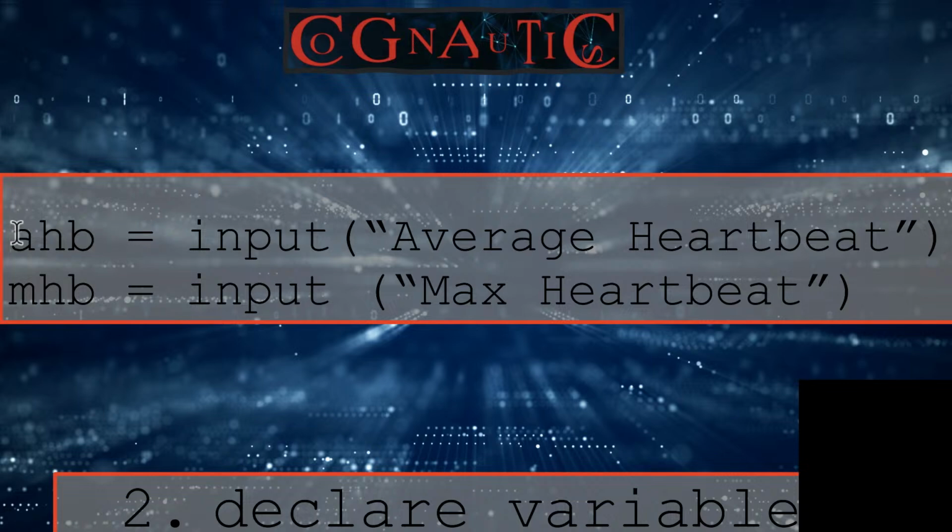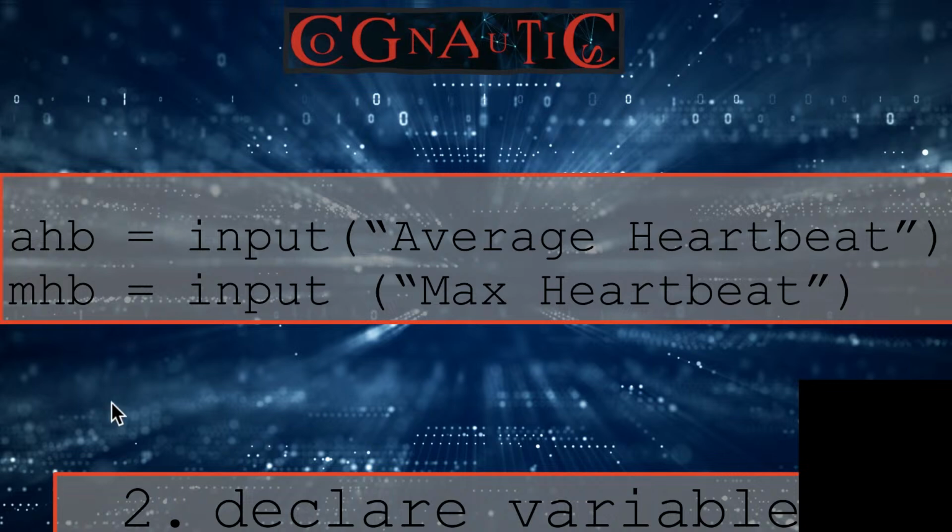Remember AHB, let me use my little highlighter here. AHB equals input. So I called it AHB over here. You could call this whatever you liked. Equals input, average heartbeat. So on the screen appears the phrase average heartbeat. Someone types in 98, and that gets stored here in AHB.